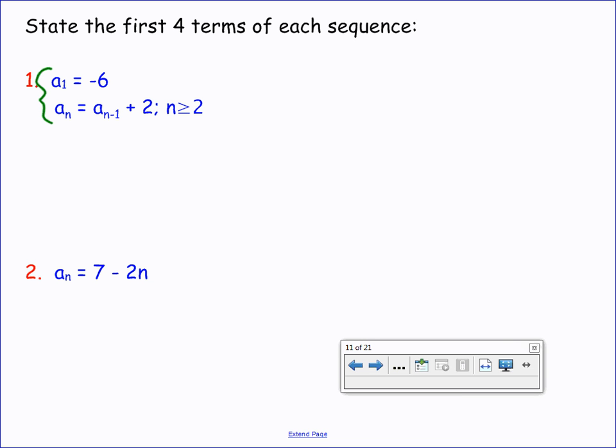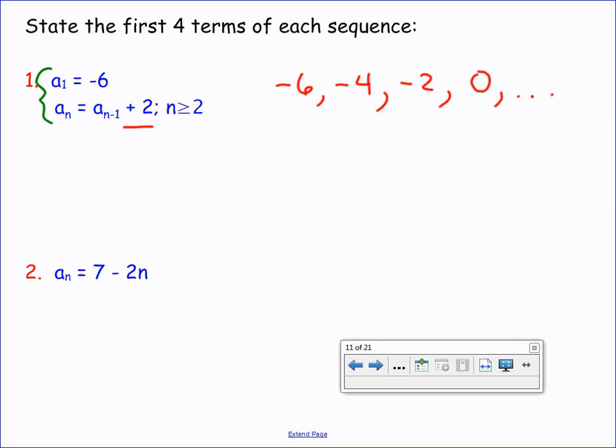Recursive is convenient to list the first several terms because you get, well, the first one for free. In this case, a sub 1, the first term, is -6. And you can just apply your addition or subtraction rule to that first term several times, or recursively, right? So -6 plus 2, -4. Plus 2, -2. Plus 2, 0, etc. So the first 4 terms of the sequence are easily gained if we're given a recursive definition.